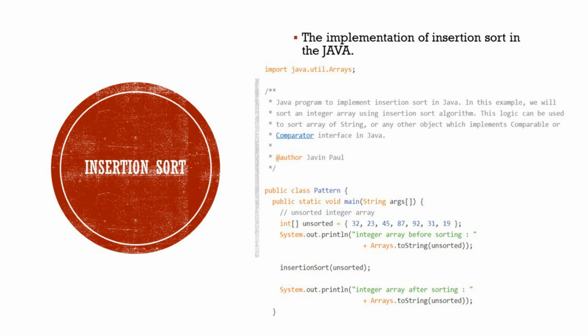And then we take a look at the implementation of the insertion sort in Java. Firstly we have a public class, and then the main method, and in the main method we have an unsorted integer array with 32, 23, 45, 87, 92, 31, 19. And then we call insertion sort, where we print the integer array before sorting and after sorting.